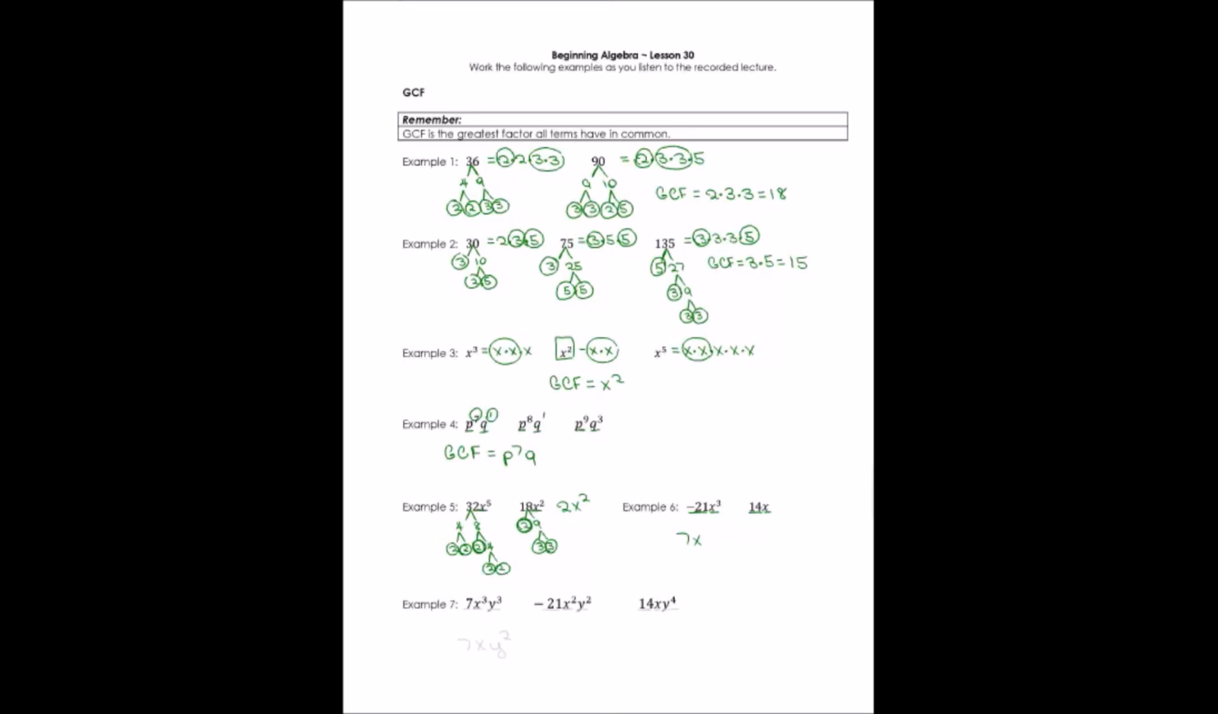For example 7, we're going to do this with 3 different terms. We're looking at coefficients first, 7, negative 21, and 14. The common factor is 7. For the x variables, x cubed, x squared, and x, the lowest exponent is just x. And for the y variable, y cubed, y squared, y to the 4th, the lowest exponent is y squared. So our greatest common factor is 7xy squared.